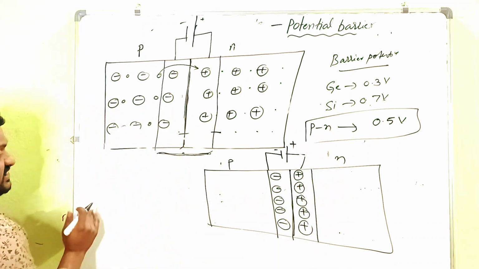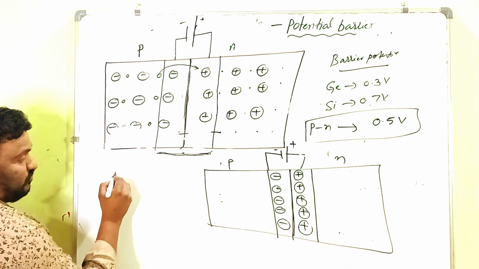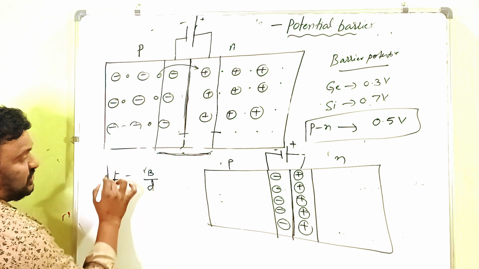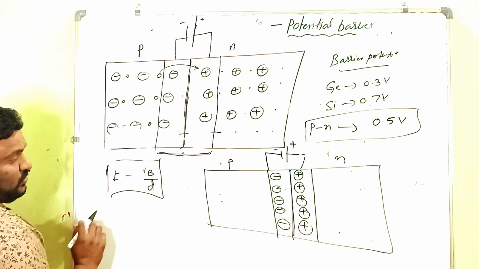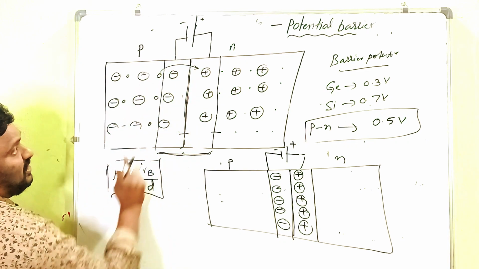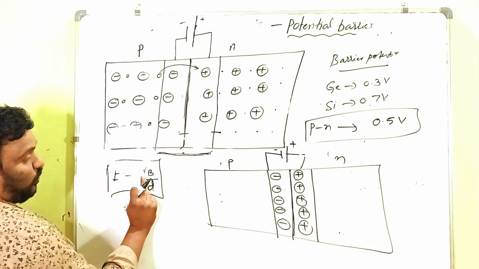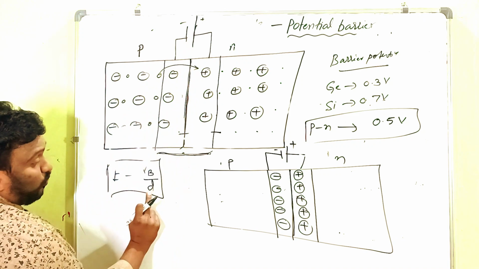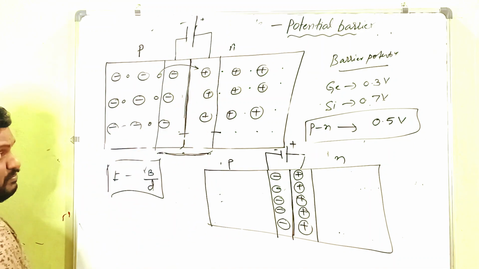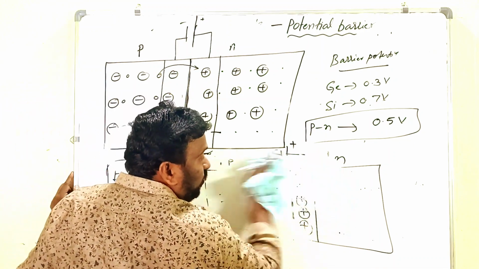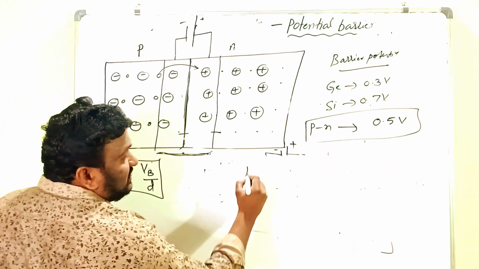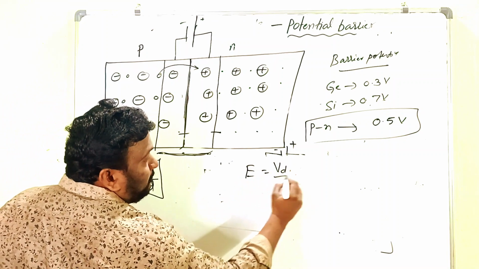So children, in this case, the electric field is written like this: E is equals to VB by D. Here, what is the electric field at the barrier? Electric field at the barrier is what? E. And what is VB? Barrier potential. And what is D, the thickness or distance of the depletion layer? That's why here we will find out the electric field like this. E is equals to VB by D, children.